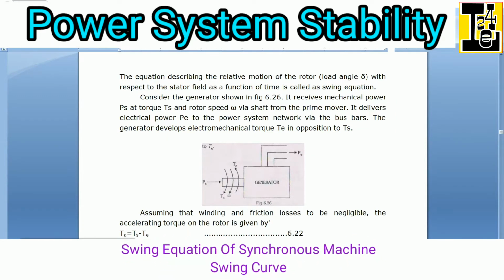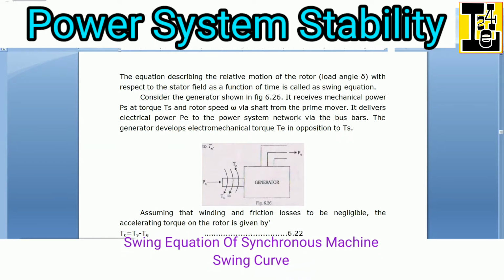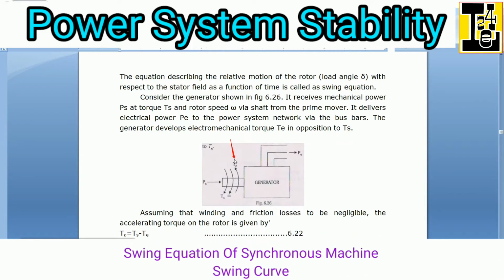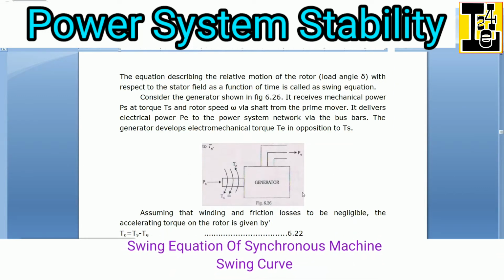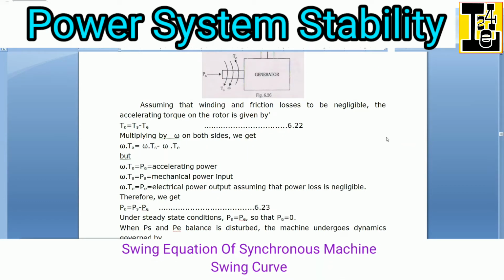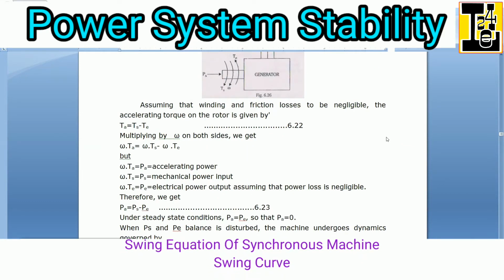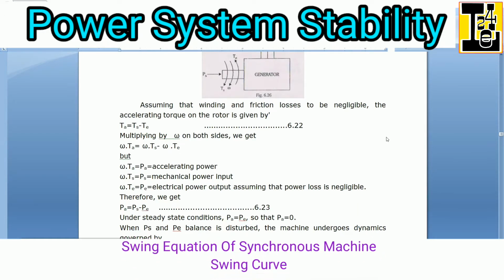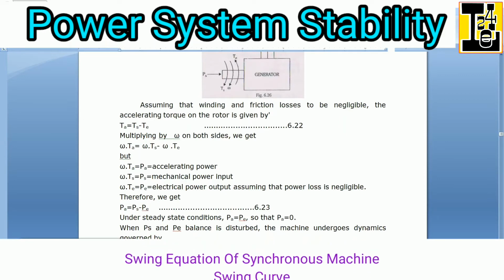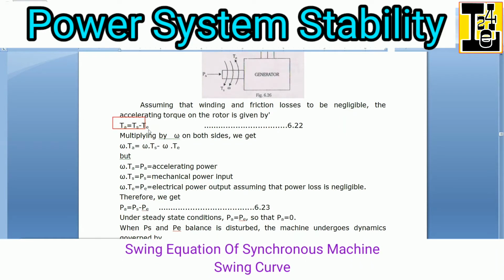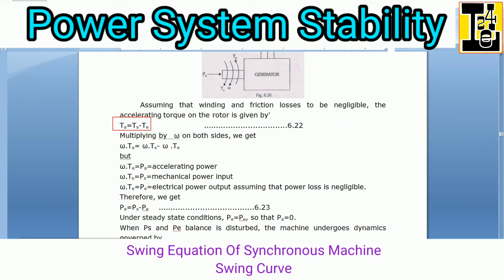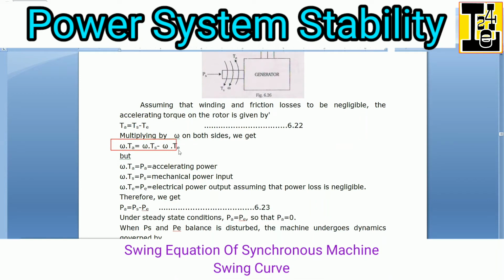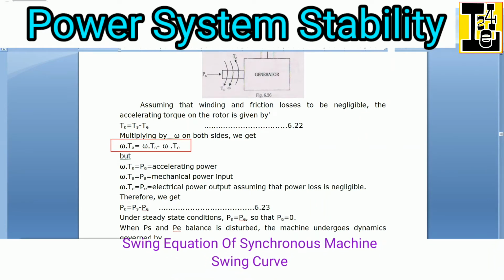The generator develops electromechanical torque TE in opposition to TS. Assuming that winding and friction losses are negligible, the accelerating torque on the rotor is given by TA equals TS minus TE. Let us multiply omega on both sides. We will get omega TA equals omega TS minus omega TE.